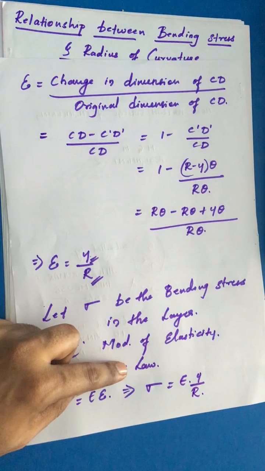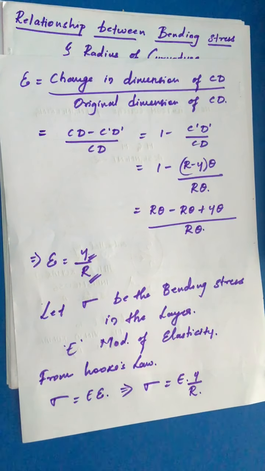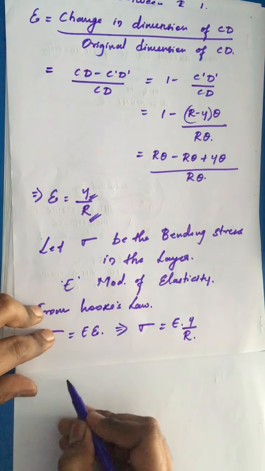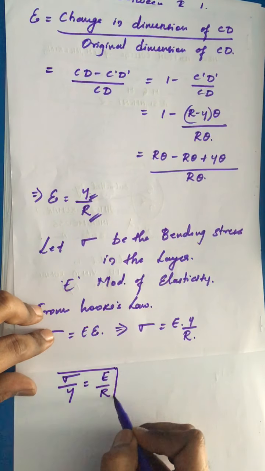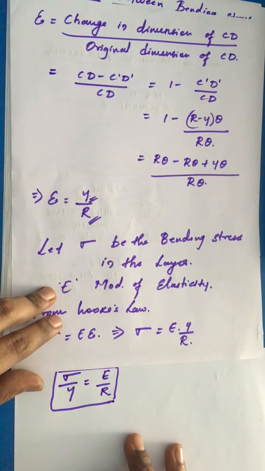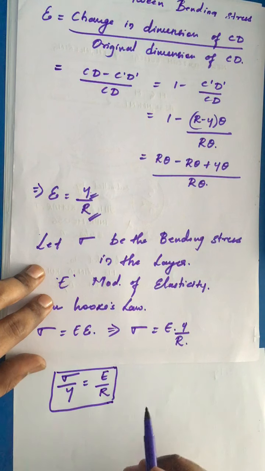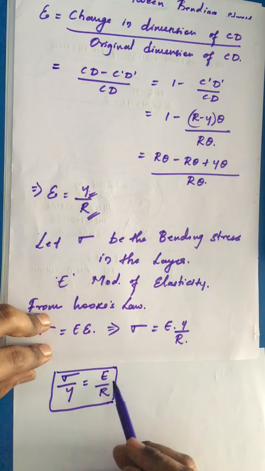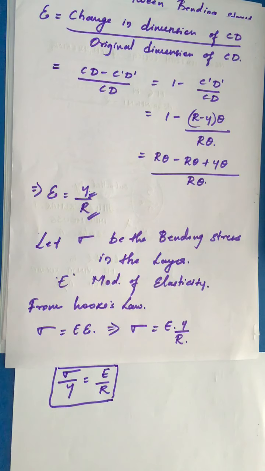Hence, what I can finally derive here is sigma by y is equal to E by R. This is the first half of the bending equation, which gives us the relationship between bending stress and radius of curvature. Here sigma is bending stress, y is distance from the neutral axis, E is Young's modulus, and R is radius of curvature. We will solve the next part of the derivation in the next video.